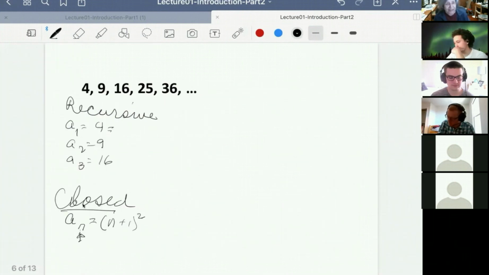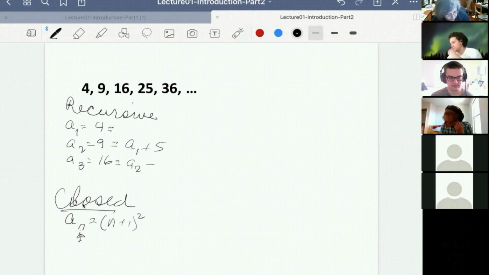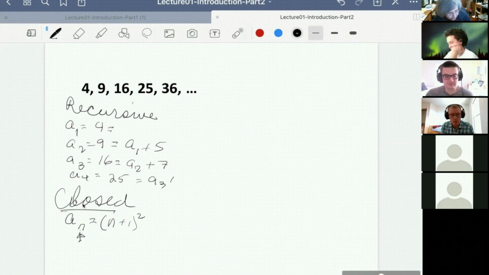Okay, let's go back to the recursive. So what do we have? We have A2 is equal to A1 plus 5, and A3 is equal to A2 plus 7. What's A4? A4 is equal to 25, and that's equal to A3 plus 9. Do you see a pattern emerging here?